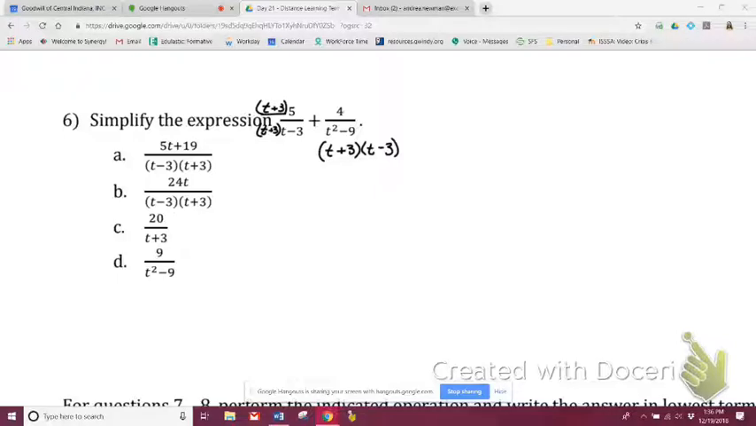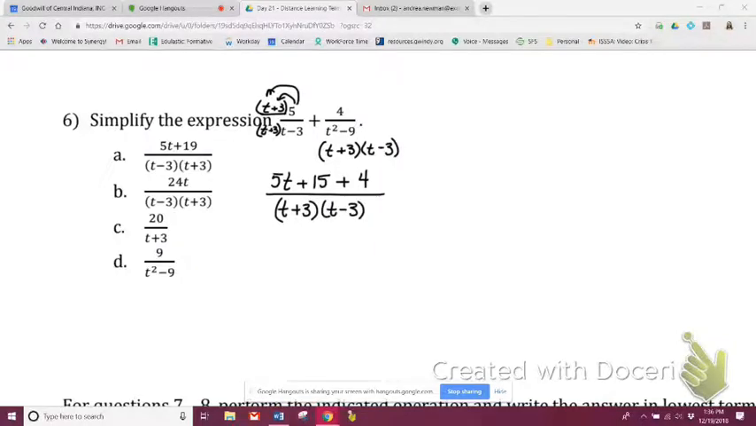So when I multiply the numerator, I have to distribute this 5. So 5 times t is 5t. 5 times 3 is 15. Plus, that second fraction, the numerator is 4. We don't have to multiply that second fraction by anything. And then we're going to bring down our denominator.